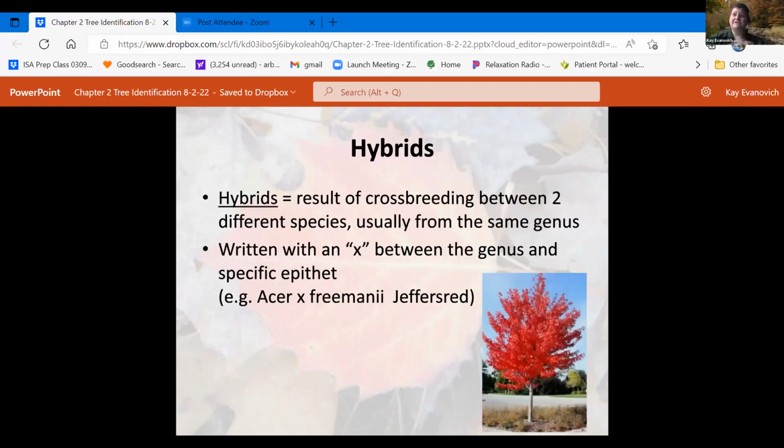Now there are hybrids. A hybrid is the result of crossbreeding between two different species, but they're usually from the same genus. And it's written with an X between the genus and the specific epithet. Like this one is an Acer x freemanii 'Jeffersred'. So it's a cross between two Acer species, right? And Jeffersred is, you know, like the cultivar name. So that's how those are written.